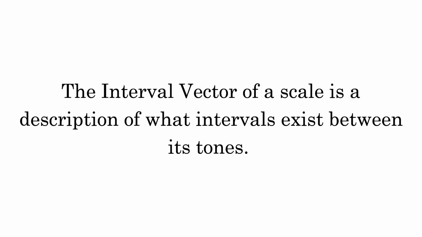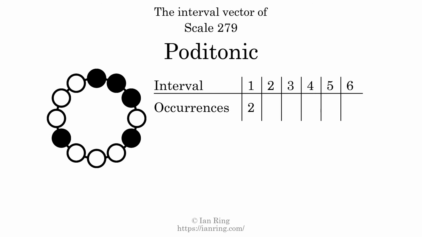The interval vector of a scale is a description of what intervals exist between its tones. There are 2 intervals with the size of 1 semitone. They are here and here. There are 2 intervals with the size of 2 semitones. They are here and here. There is 1 interval with the size of 3 semitones.